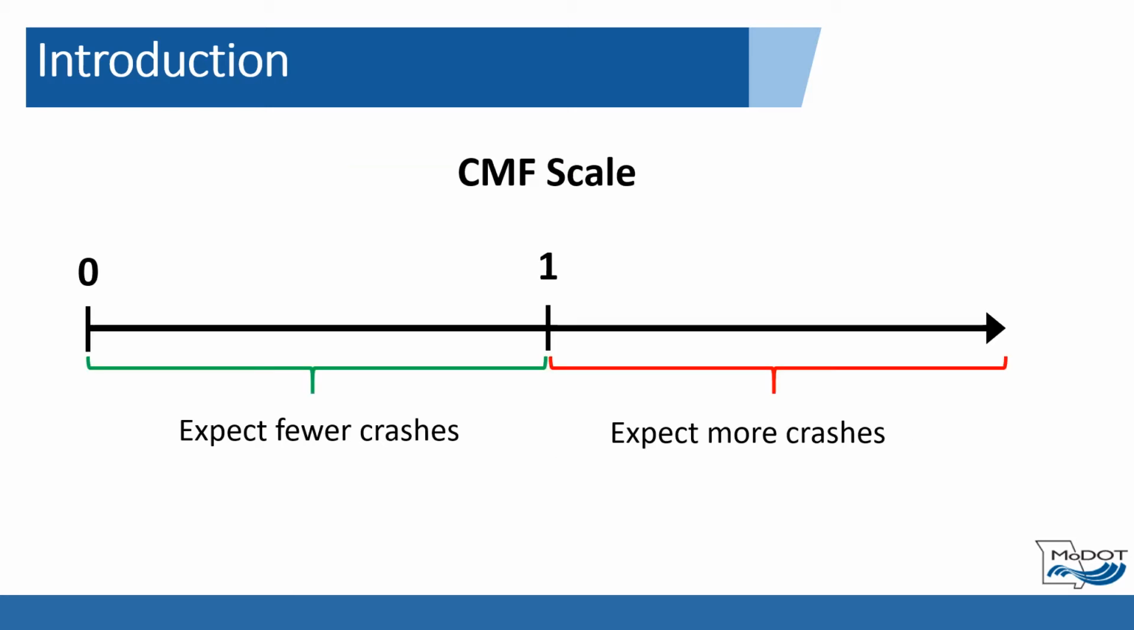Crash modification factors can play an important role in a traffic safety benefit-cost analysis to determine the anticipated benefits of a countermeasure. A CMF value of less than 1 reflects a predicted reduction in crashes, while a CMF value of greater than 1 reflects a predicted increase in crashes. A CMF value of 1 suggests that the countermeasure is expected to have no impact on the number of crashes. The use of CMFs is consistent with the information contained in the Highway Safety Manual.